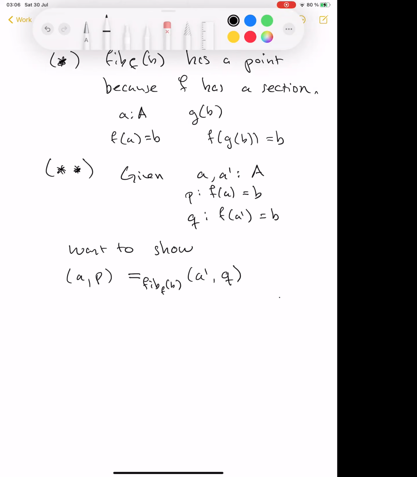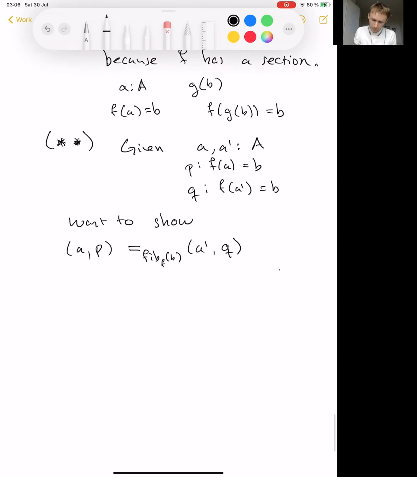So let's note the following. What do we need to do in order to show this? Well, first we need to provide a proof that A is equal to A prime. I call it L in my notes, so let's call it L: L of A equals A prime.